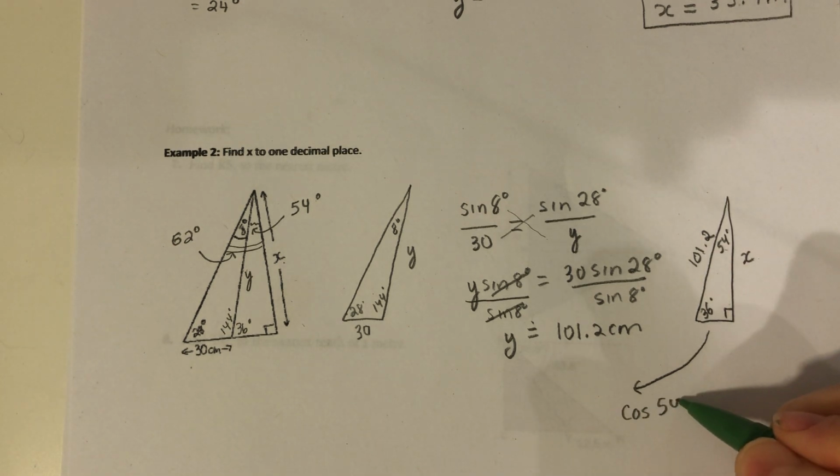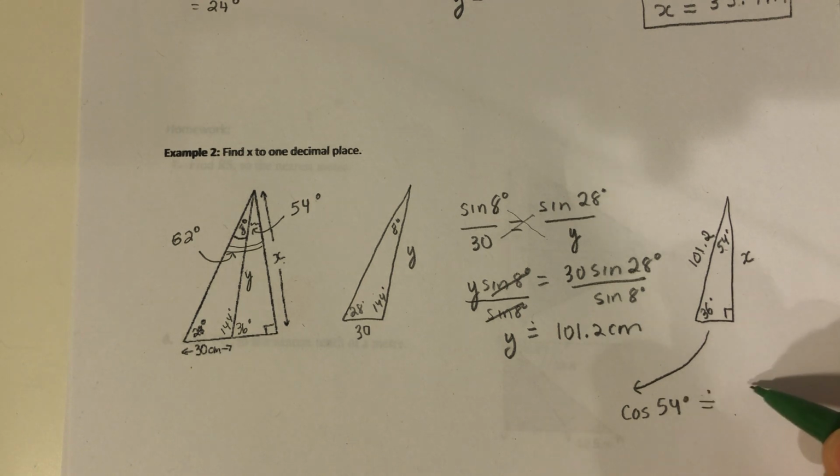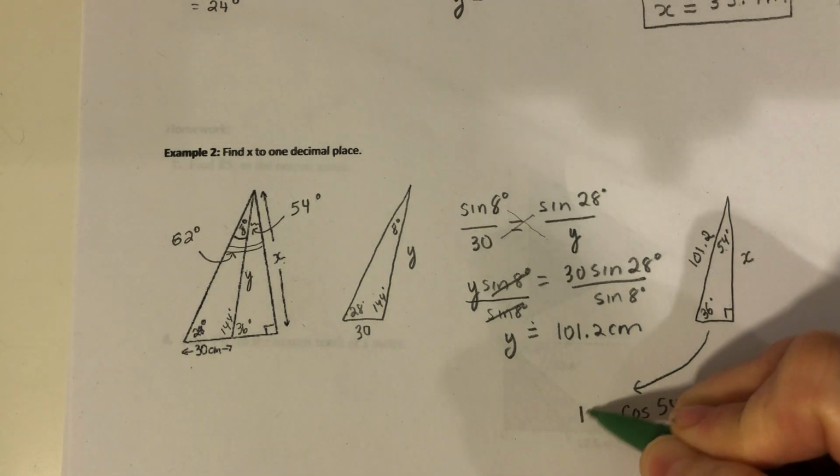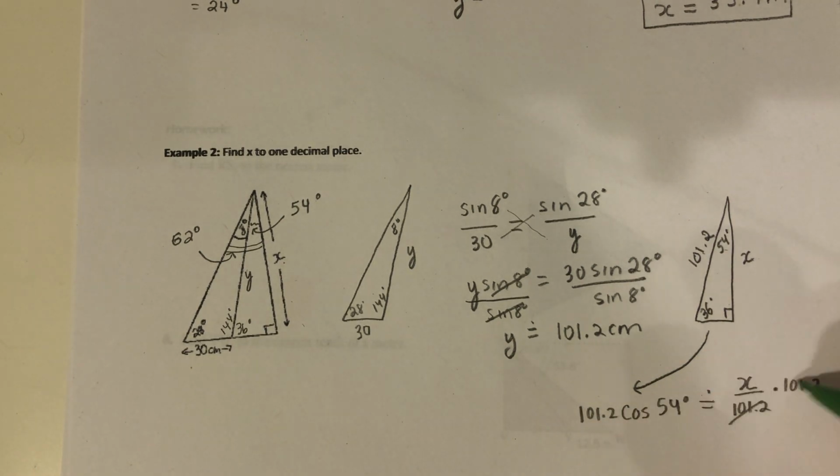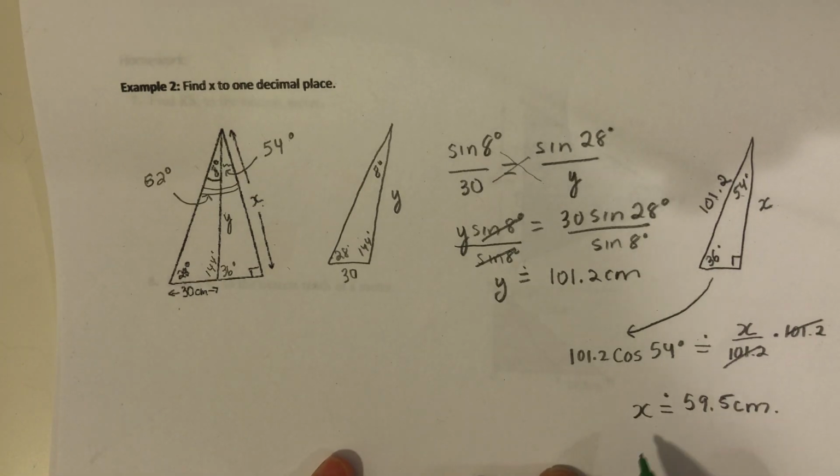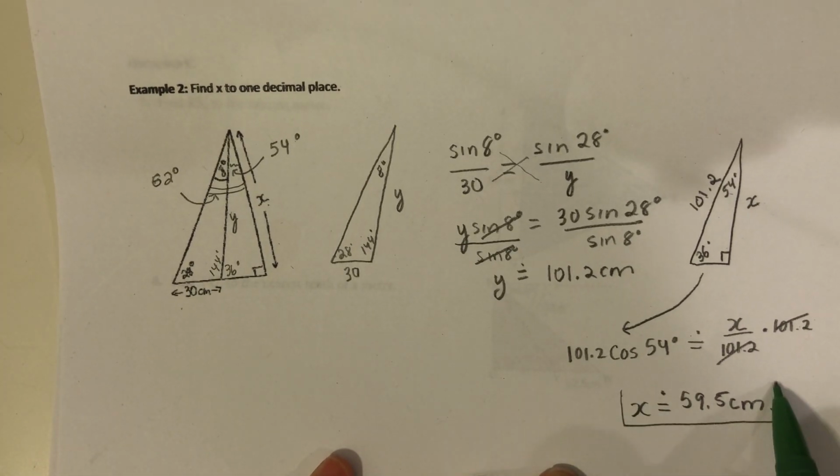So the cos of 54 degrees approximately equals x over 101.2. Multiply both sides by 101.2. That cancels that. So that's what x equals. When we put that into our calculator, we get x is approximately equal to 59.5 centimeters. Okay? Let's move that up a little bit so you can see that. And that is my final answer.